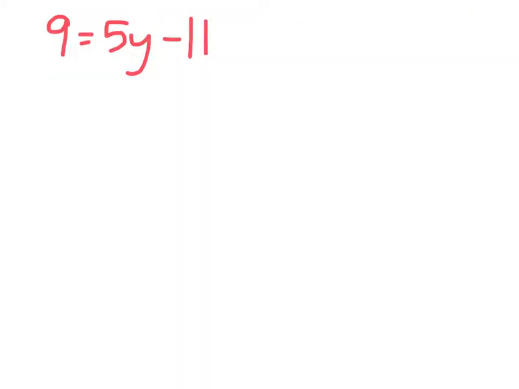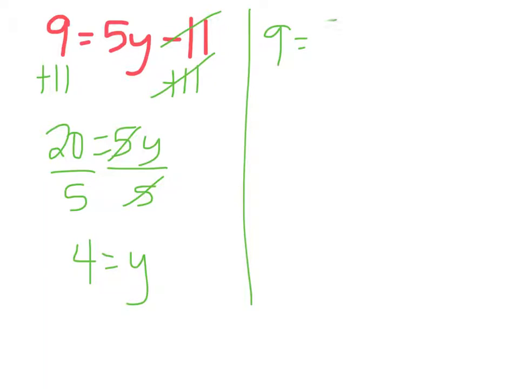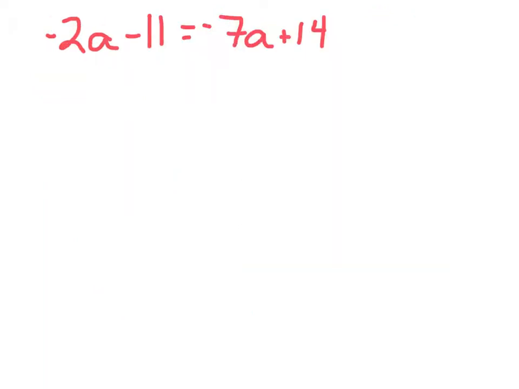Next equation, 9 equals 5y minus 11. I'm going to add 11 on both sides. Minus 11 and plus 11 cancel. 20 equals 5y. Divide by 5. 4 equals y. Then I check it. 9 equals 5 times 4 minus 11. So 20 minus 11, which is 9, and that equals 9.